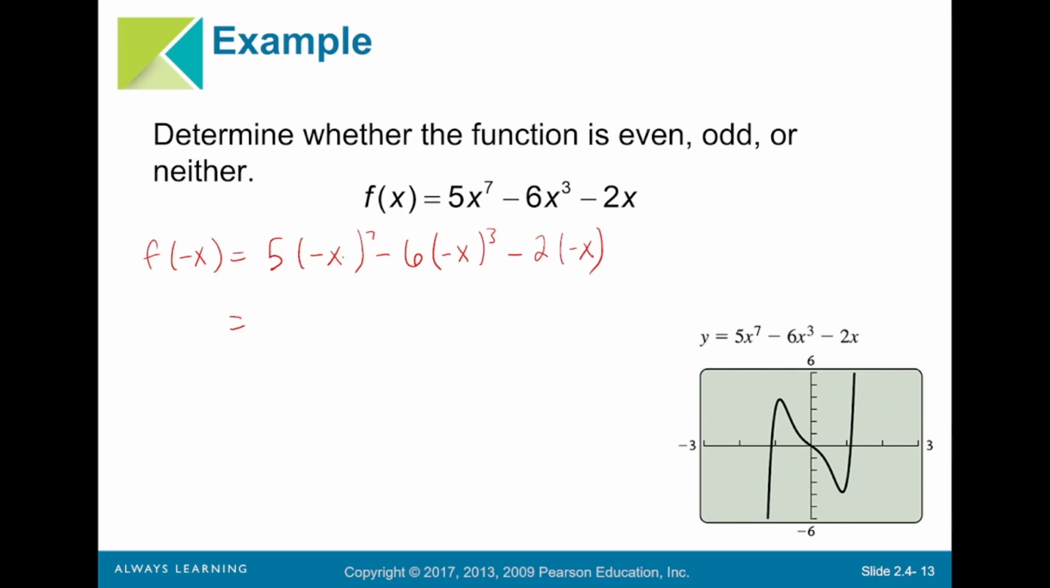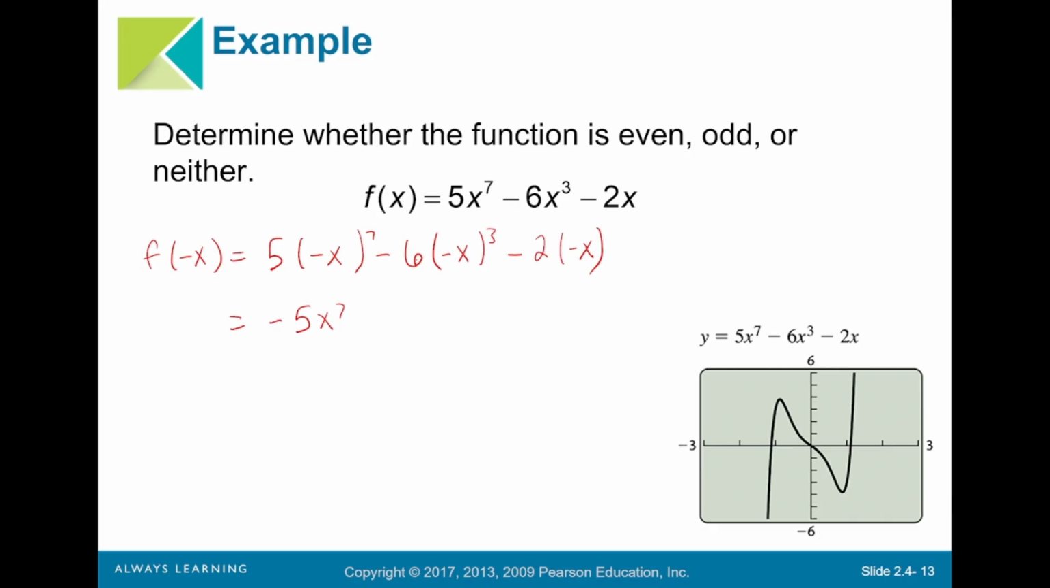So this negative x to the 7, well, 7 is an odd number, which means that I'm still going to have a negative out front. So I have a negative 5x to the 7, right? Because if the 7 in the exponent were an even exponent, we know our negative would have squared away, because negative times a negative is a positive. But when we have an odd exponent, that negative is not going away, so it stays in the front.